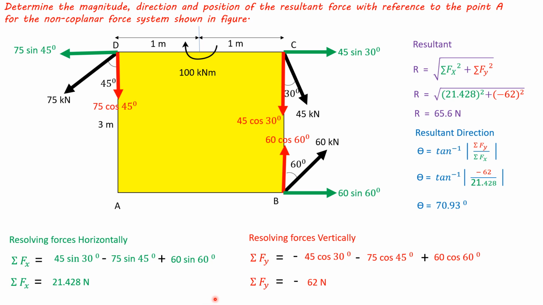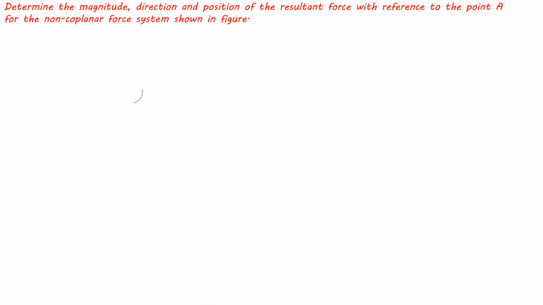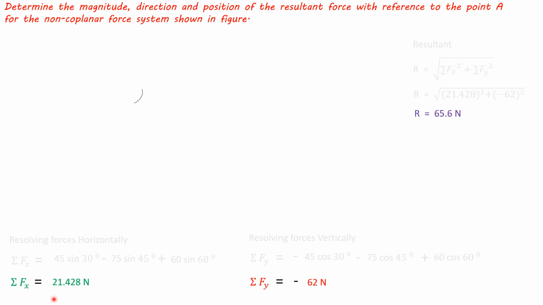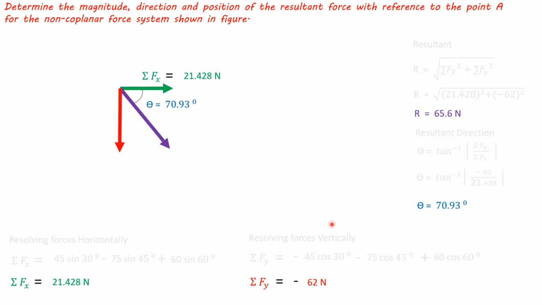Summation Fx is positive, summation Fy is negative. So we see that, with summation Fx and summation Fy, R and theta, the resultant is in the fourth quadrant, as in the fourth quadrant summation Fx is positive and summation Fy is negative, and resultant will be making angle with respect to horizontal.